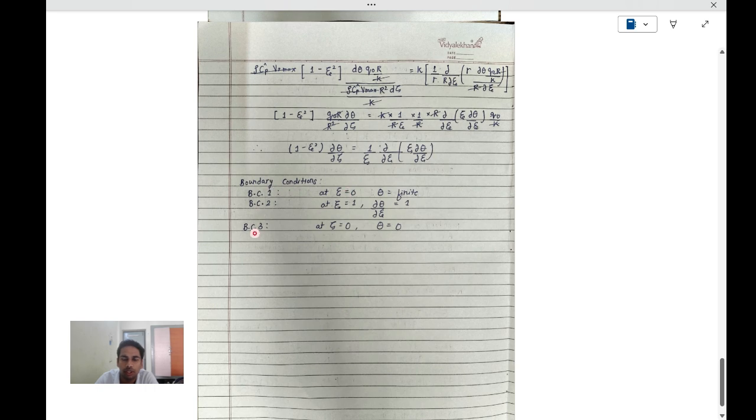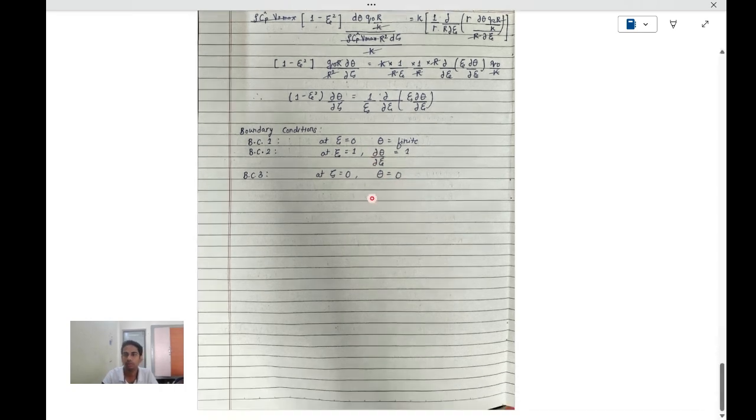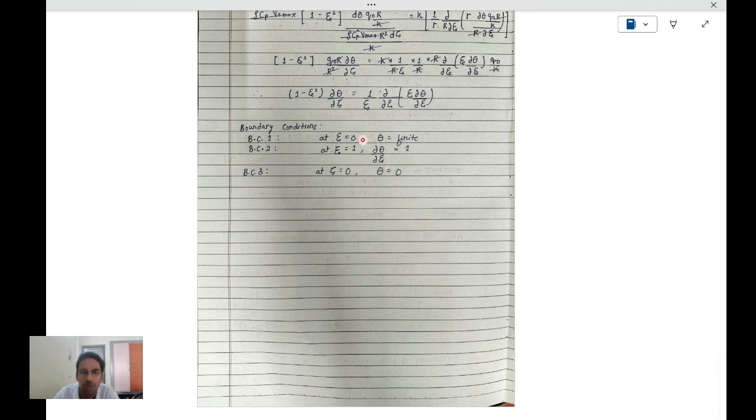Now here we need to check the three boundary conditions in this differential equation by substituting into the boundary conditions. Boundary condition number 1 states that at zeta equal to 0, theta equal to finite. Boundary condition number 2 is at xi equal to 1, del theta upon del xi equal to 1. And boundary condition number 3, at zeta equal to 0, theta is equal to 0. Now we will look into the complete calculation in the next part of this video.